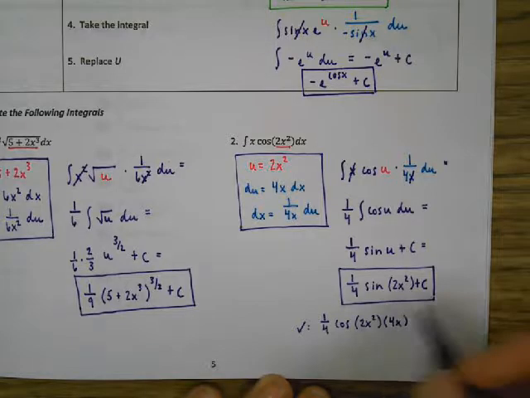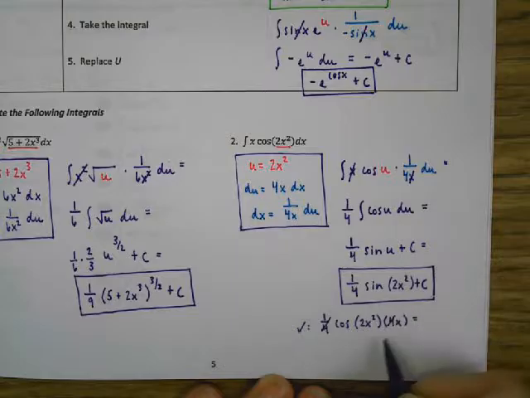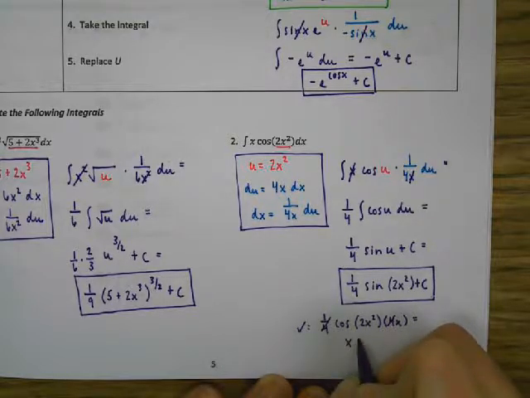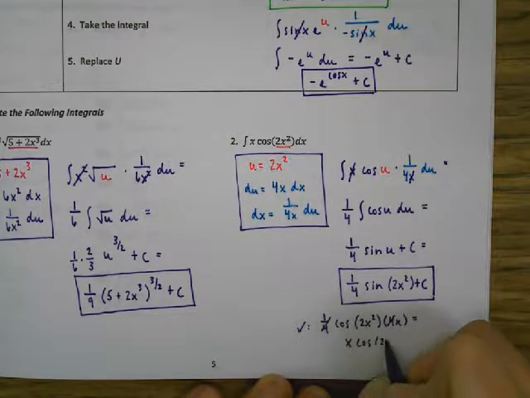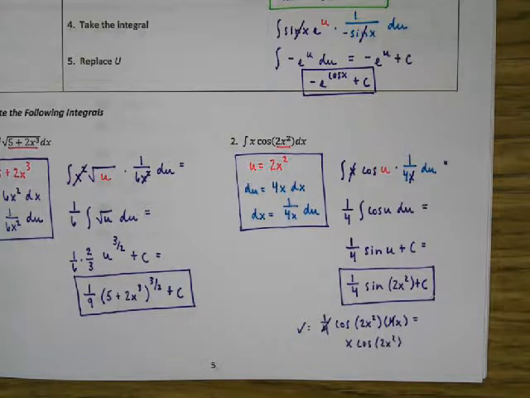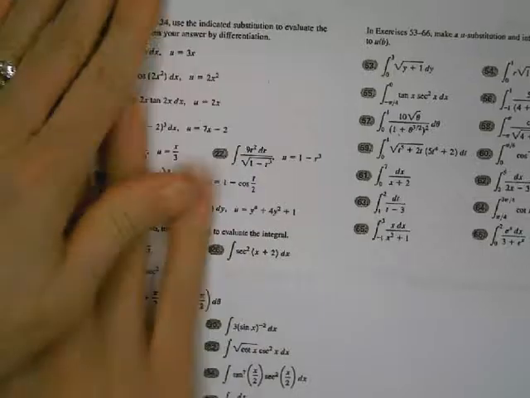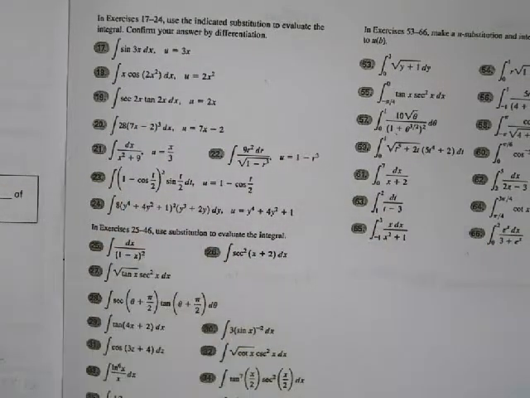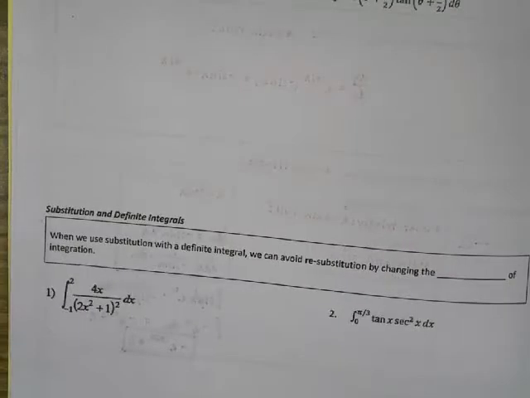Now, if I simplify it, the 1/4 and the 4 are going to cancel out, and that's just going to leave me with x times the cosine of 2x squared, which is exactly what I had in my integral. So I know that I've done it correctly. So it's certainly worth the time to check it out to make sure that you've done it right. All right, maybe we'll do one more. And then we have one other thing to talk about here.